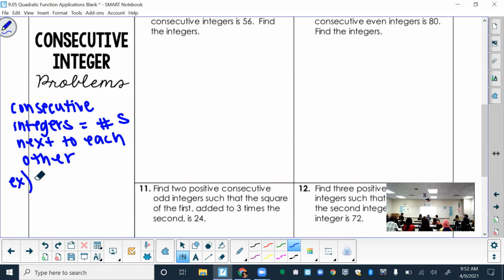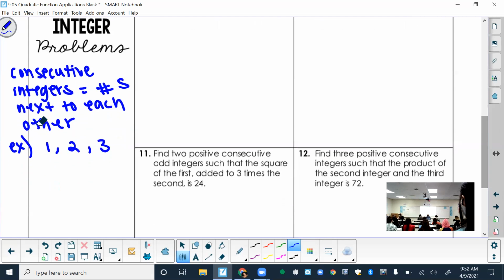And who can give me an example of what consecutive integers are? All right, no, we've completely forgot. Yes? 1, 2, and 3. All right, 24, 25, 26, 19, 20, 21. So numbers that are next to each other are consecutive integers. All right, the formula for that, so this would probably help you out.